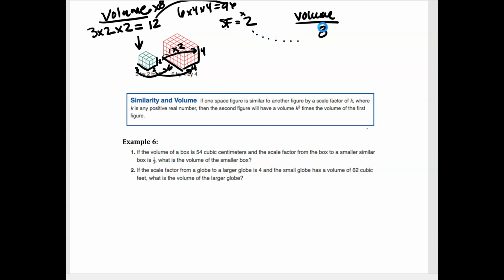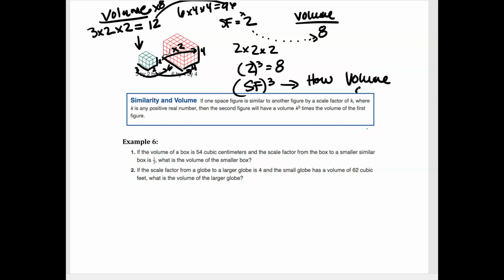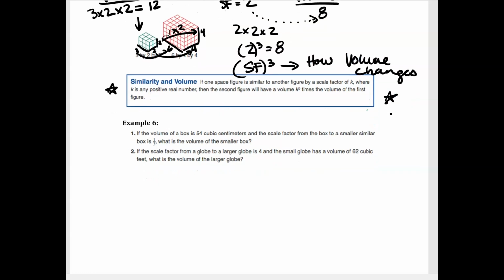What is this relationship between 2 and 8? Well, 2 times 2 times 2, or 2 cubed, is 8. So whatever the scale factor is, you're just going to cube it, and that tells you how the volume changes. Okay, and that's what this box says here. So let's take that and use that property with example 6.